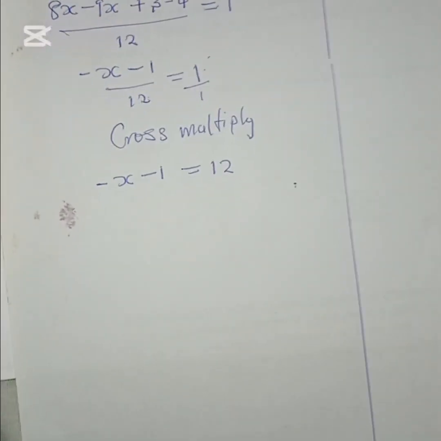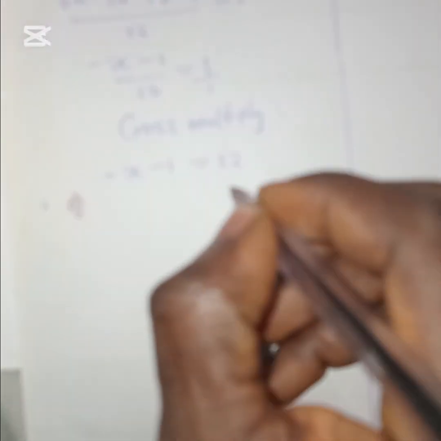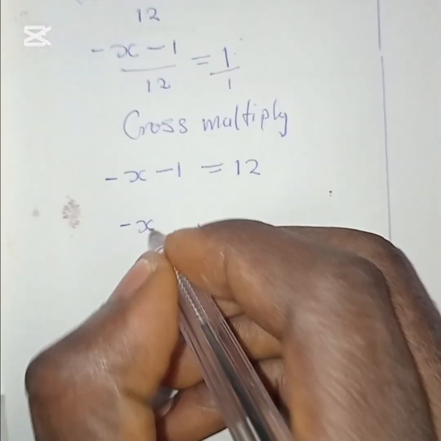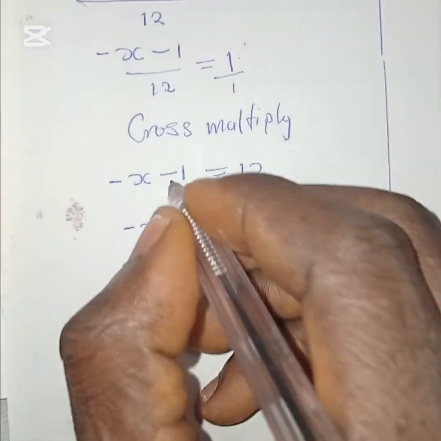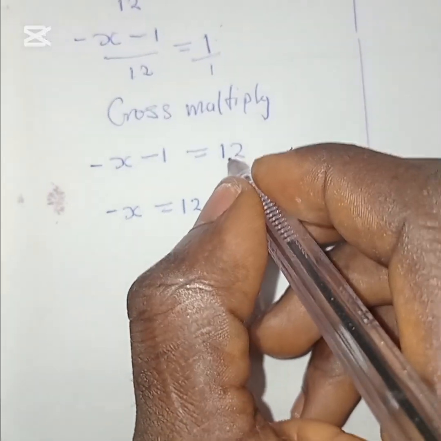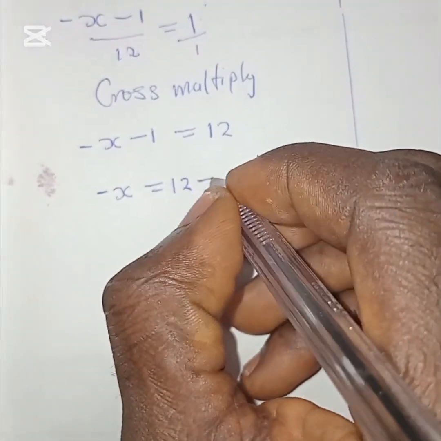So the next thing is to make x the subject of the formula. If you do that, you have x is equals to 12. Then bring this one, this is minus 1. Once it crosses the equality sign, it changes to what? It will change to positive. That you have plus 1.